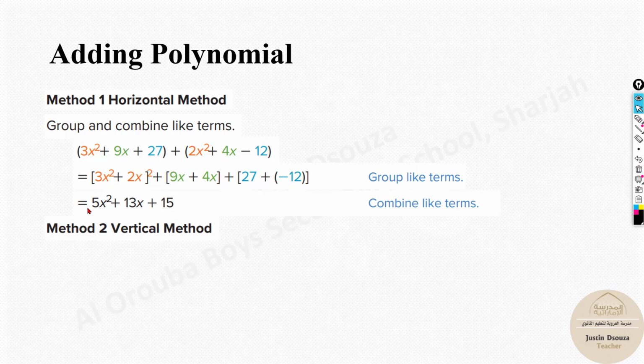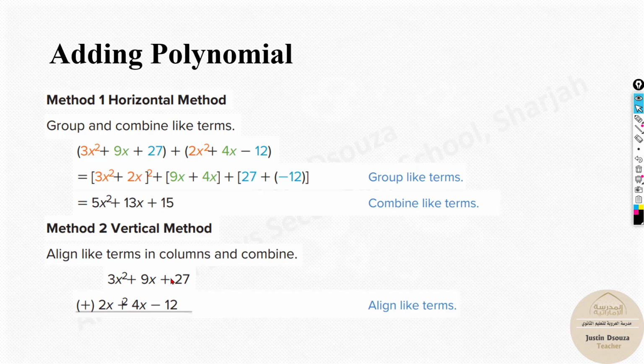Just simplify and write that will be the answer: 5x squared plus 13x plus 15. You can do the same thing with a vertical method. Just make sure you've aligned it properly.